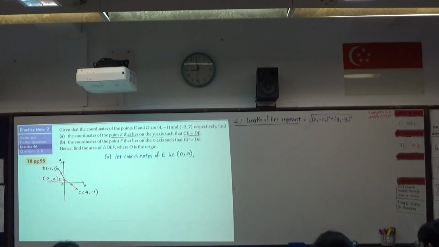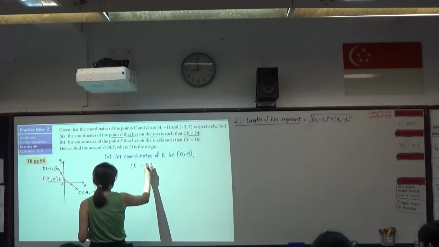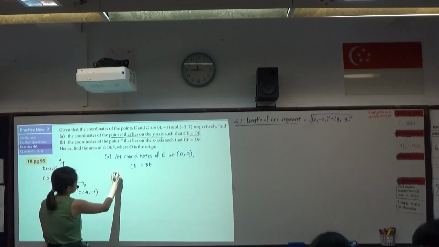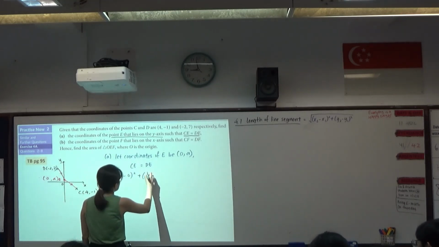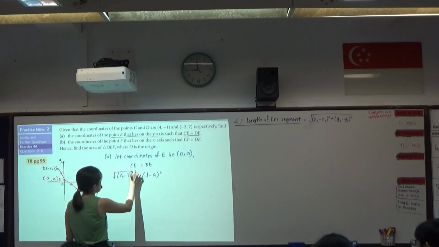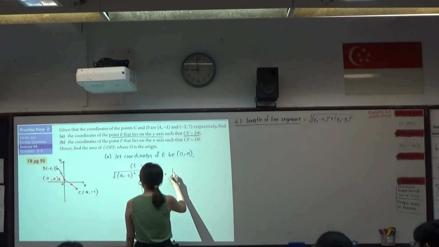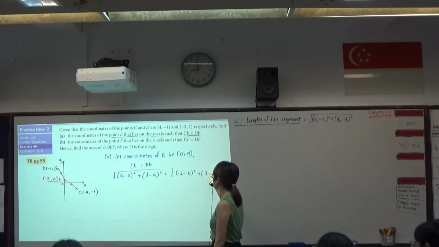Our goal is to find out the coordinates of E, and given that CE is equal to DE, what that means is that the length of CE, using our formula for length of line segment, I will get square root of (4 minus 0) squared plus (negative 1 minus A) squared. This is the length of CE. Then the length of DE, by using the formula, I will get square root of (negative 2 minus 0) squared plus (7 minus A) squared.